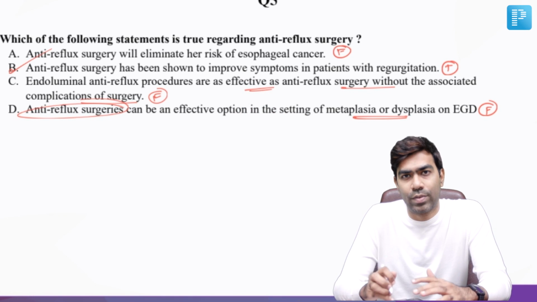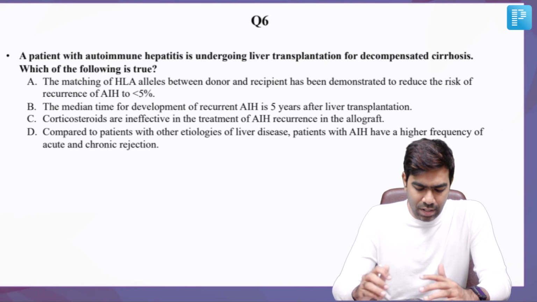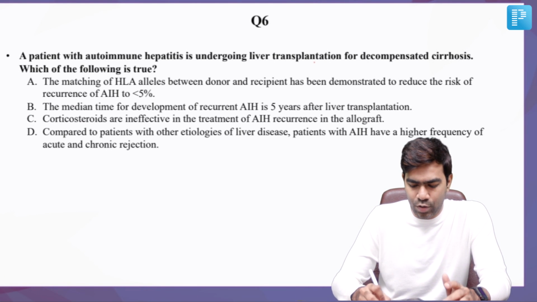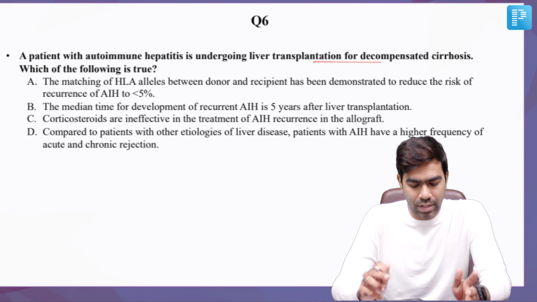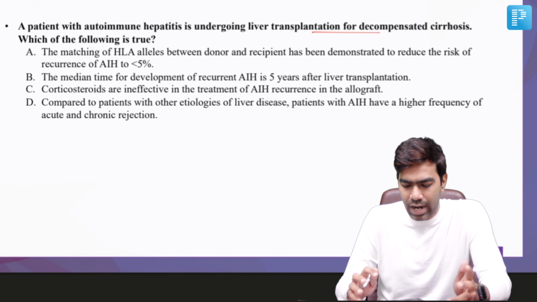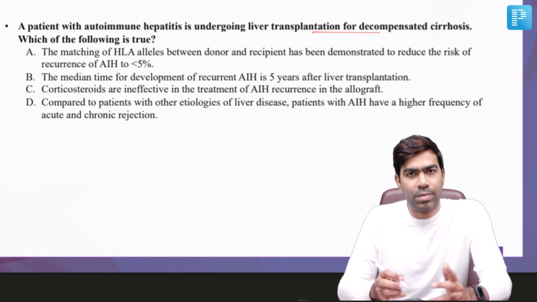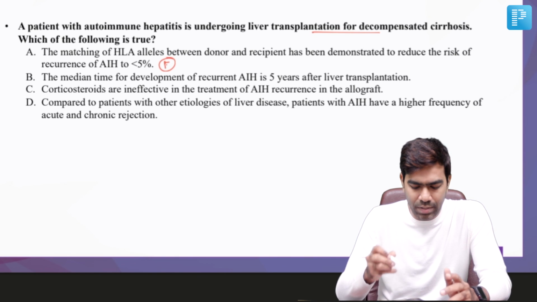The right answer for this question is going to be option number B. And coming to question number 6, a patient with autoimmune hepatitis is undergoing liver transplantation for decompensated cirrhosis. Which of the following is true? Matching of HLA alleles between donor and recipient has been demonstrated to reduce the risk of recurrence of autoimmune hepatitis to less than 5% is a false statement.